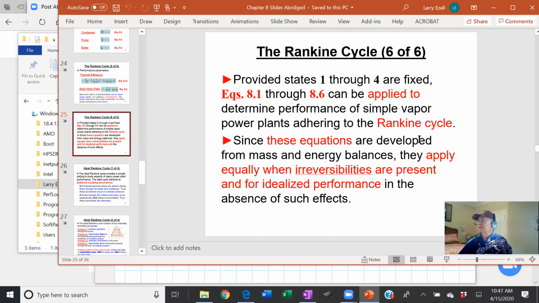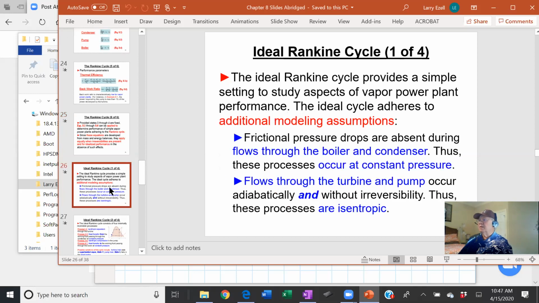Okay, so since these equations are developed from mass and energy balances, they apply equally when irreversibilities are present and for ideal performance. We'll see what that means later. And they talk about some of the irreversibilities. In an ideal performance, you neglect the pressure drops, to do an ideal cycle evaluation, and that's a good place to start.